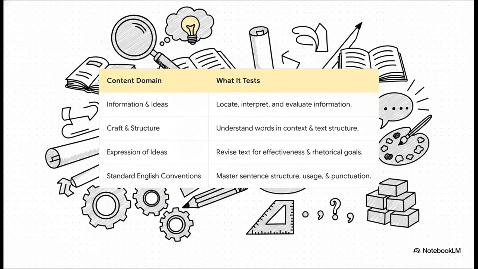And here they are. First, you've got information and ideas, which is basically about comprehension. Do you get what you just read? Then there's craft and structure, which is all about how the author is making their point. Expression of ideas is about making the writing better, clearer, more effective. And finally, standard English conventions, that's your classic grammar, punctuation, the whole shebang. Every question fits neatly into one of these boxes.